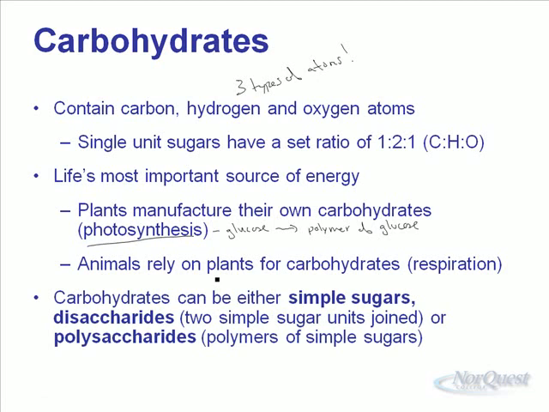Now, simple sugars aren't the only form in which carbohydrates come in. As they get linked together, the terminology, or their names, change. If 2 of these simple sugar units are joined together, it's called a disaccharide. Disaccharide because 2 are joined together. Once you get 3 or more joined together, it's called a polysaccharide.